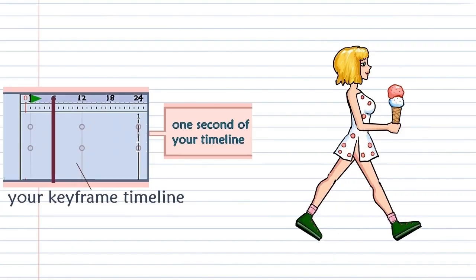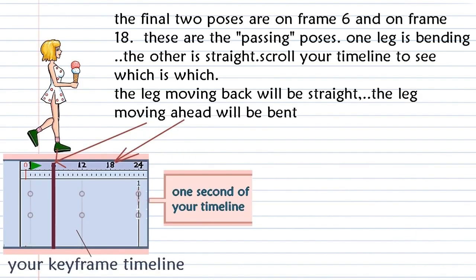Pause your timeline and slide the time bar to frame 6. There are only 2 more poses left. At frame 6. And at frame 18. These are the passing poses where one leg bends, and the other remains straight. Watch carefully to see which direction each leg is moving. The leg moving backwards will always be straight and the leg moving ahead will be bent. That's how you set the final 2 in-between poses.